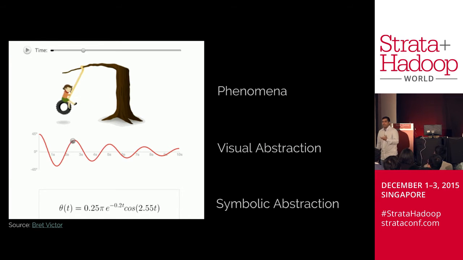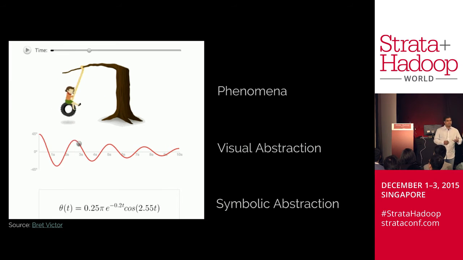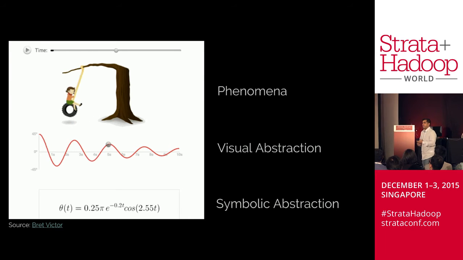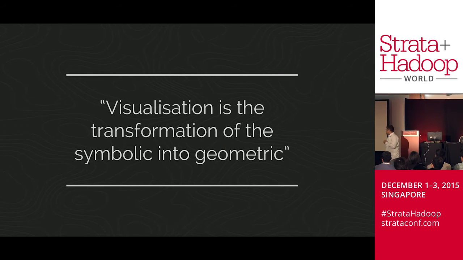If you see a phenomenon out there, you have the option to choose either symbolic abstraction, which is what a lot of us are comfortable with, especially in the data world. But visual abstraction is just another way of looking at it, right? Visual abstraction can represent the data as powerfully as a symbolic abstraction. And visualization is nothing but the transformation of the symbolic into the geometric, right? So that's what visualization is.